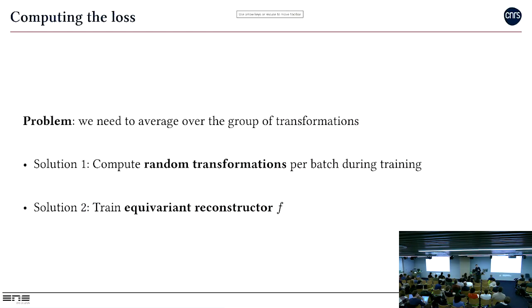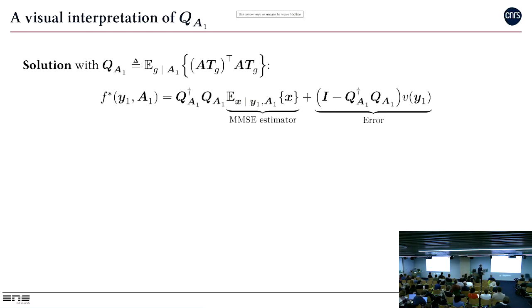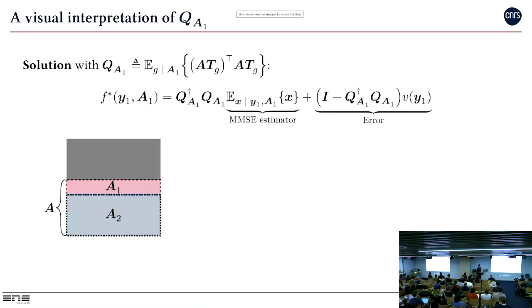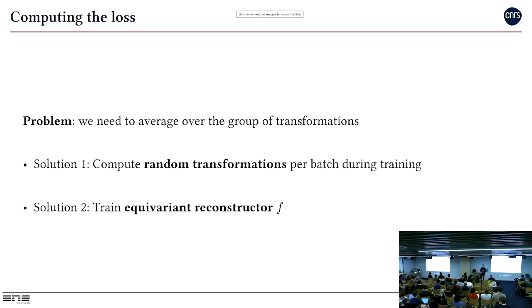So now we need to compute this loss. The issue is that if we go back, we have this expectation here, so we need to average over all transformations. You might ask, how do we do this in practice? There are two ways. First, you just do Monte Carlo, as you would do in augmentations: you randomly sample a transformation per mini batch in your training, and then in expectation you're going to be minimizing that loss. So that's one option. But there's an even more elegant option.